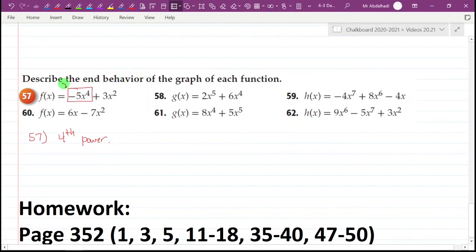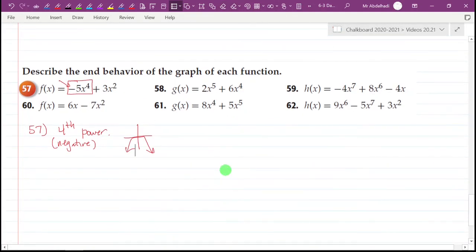And now you have to describe the end behavior. Well, the end behavior of a 4th power function usually is up, up, right? However, there's a negative on a -5, which is the coefficient here. So this is actually an upside down or negative 4th power function. So it actually looks like this, like that, right? Well, should be going through the origin.